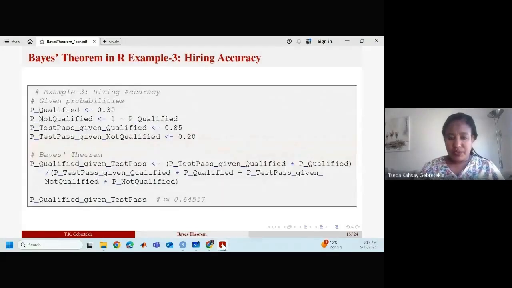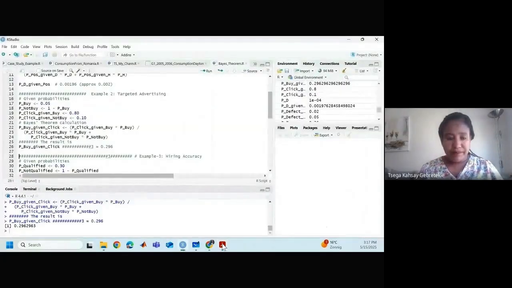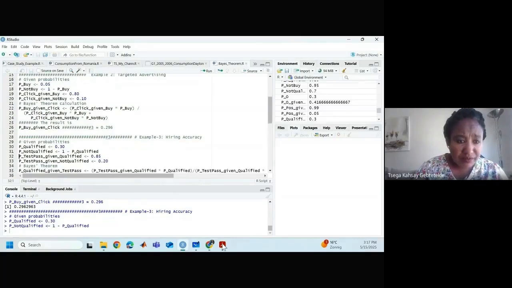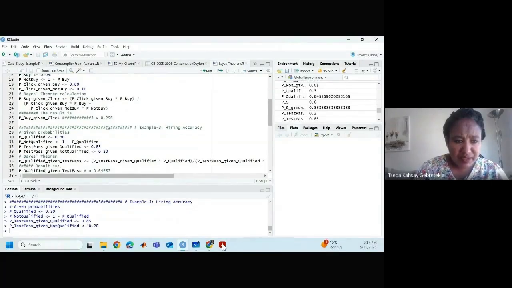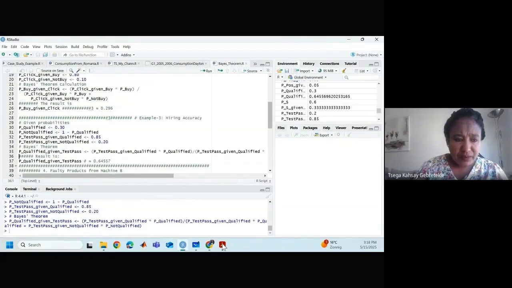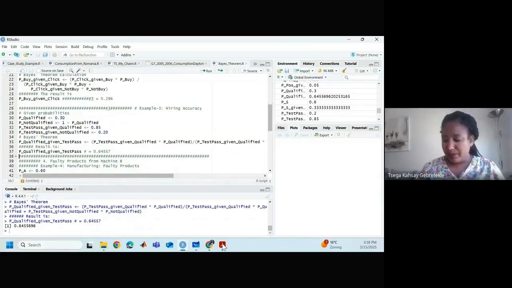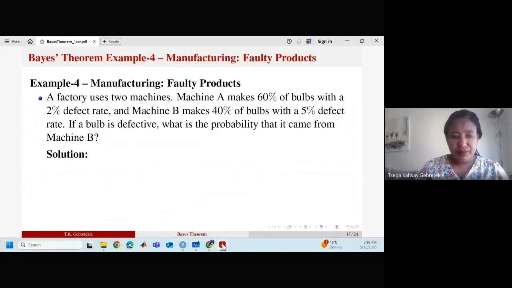We can also write it in R using this code, and we can see if the result is the same. So P qualified is 0.3, not qualified, test pass given qualified, test pass given not qualified, and then using Bayes theorem, we can calculate the probability of qualified given test pass to be 0.6455.